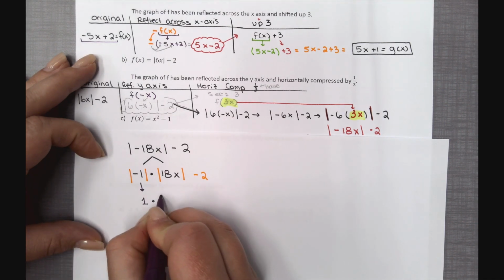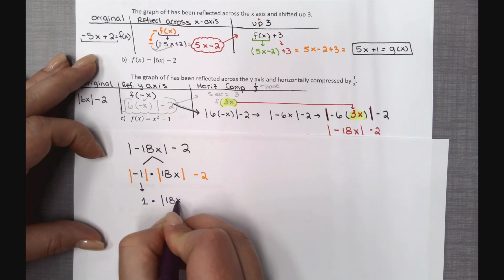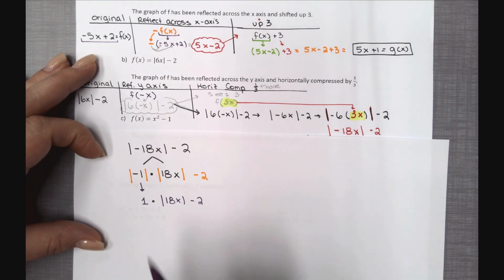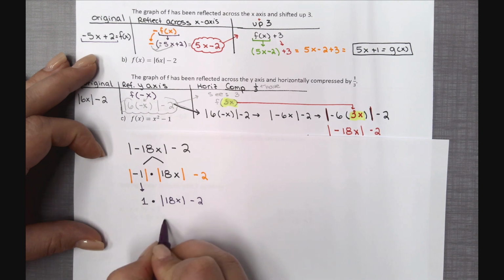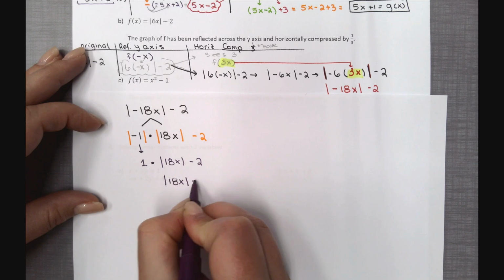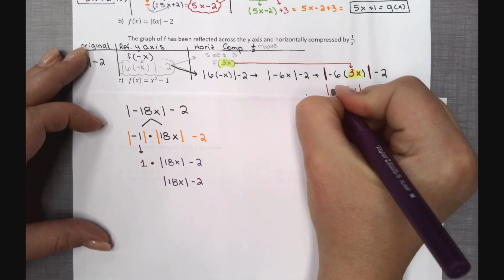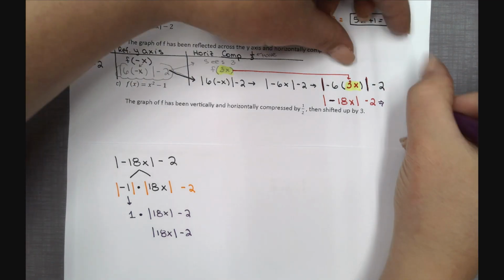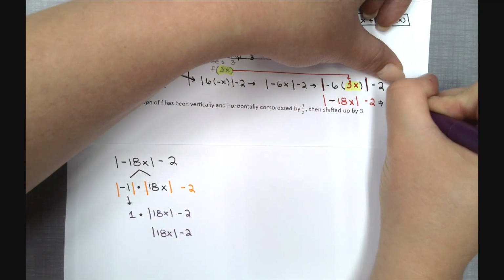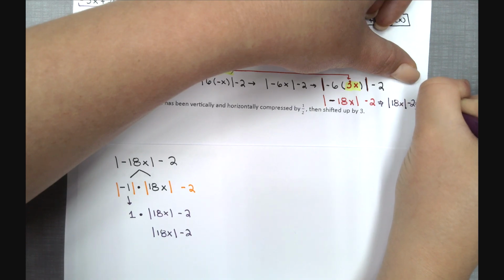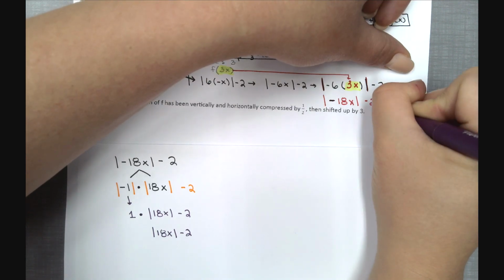So now we have 1 times the absolute value of 18x minus 2. 1 gets kind of ignored because it's just a multiplier of 1, it doesn't change anything. So what we actually have for this question is positive 18x minus 2. So be careful, this negative needs to be simplified. So what we actually have is the absolute value of 18x, absolute value, minus 2 is equal to g of x. This is your answer. Be careful. It is positive.